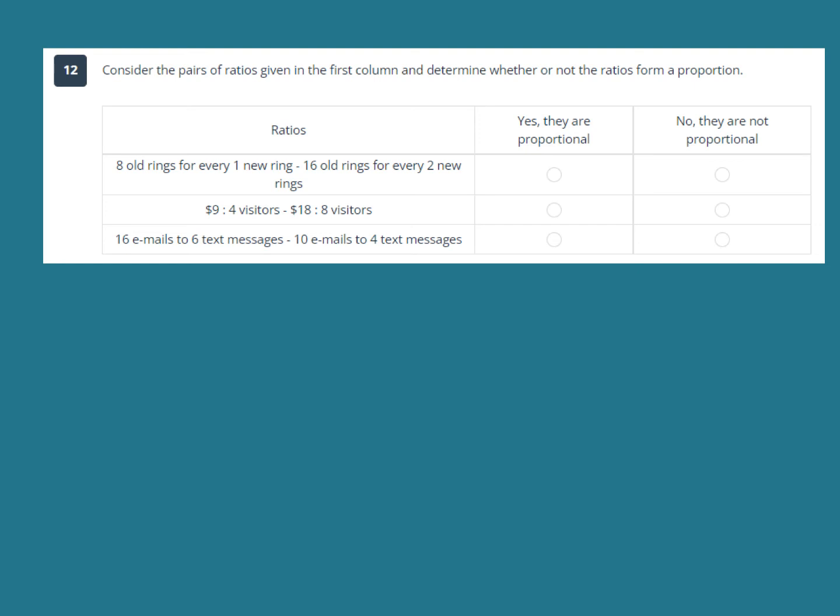Old rings per new rings. So let's do old compared to new. So 8 to 1. So 8 to 1 equals 16 to 2. Well, I'm sure that you can all already see that that is accurate, right? It reduces to it. So yes, they are proportional for this first one, right? There we go. Next.